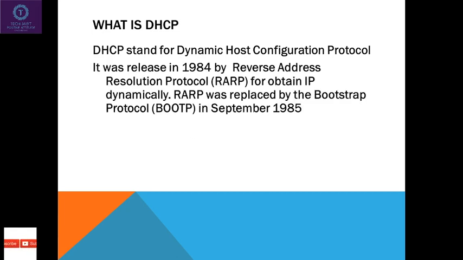DHCP was released in 1984 by RARP. RARP stands for Reverse Address Resolution Protocol, for obtaining IPs automatically. In 1985, it was replaced by Bootstrap protocol. Bootstrap protocol is an internet based protocol. It is used for obtaining IPs automatically.